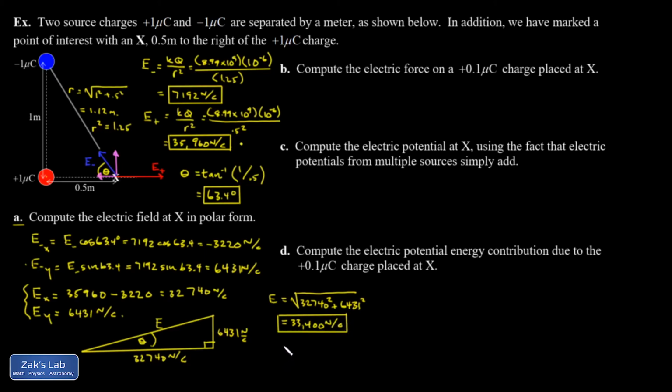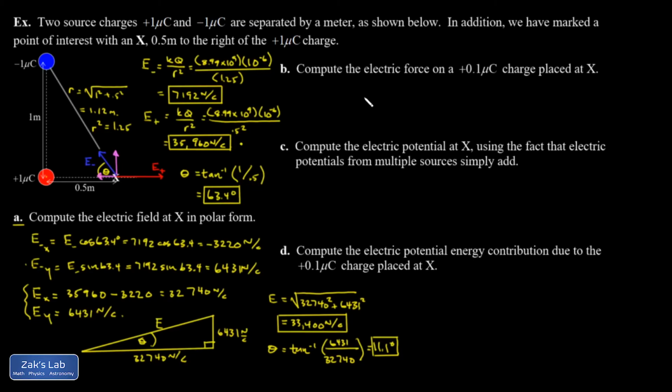Then the angle for my net electric field is the angle whose tangent is 6,431 over 32,740. And I get 11.1 degrees out of that. All right, that's quite a bit of work doing all that vector addition stuff. The rest of the questions are a lot faster.